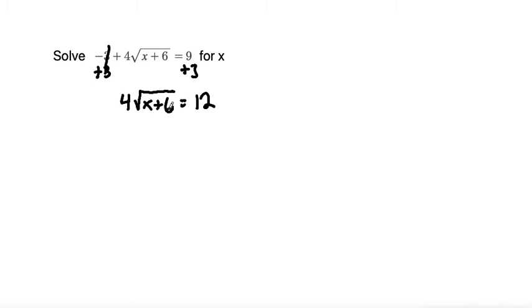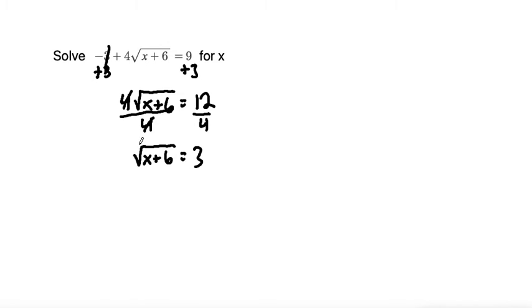The next thing we want to do, since we're wanting to solve for x, we need to get x by itself. So let's move the 4 to the other side. Since, like I said before, the 4 is multiplied by the square root, we can do the inverse operation, which is division, and divide both sides by 4, because this 4 and that 4 would cancel out, leaving us with the square root of x plus 6 is equal to 12 divided by 4 is 3.